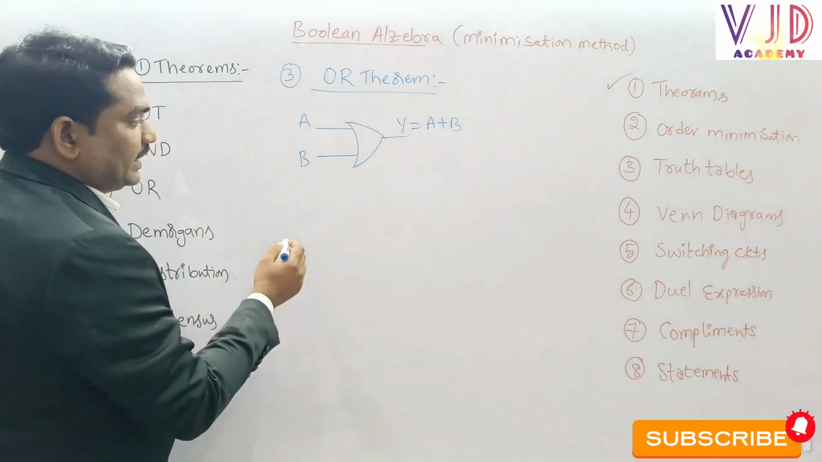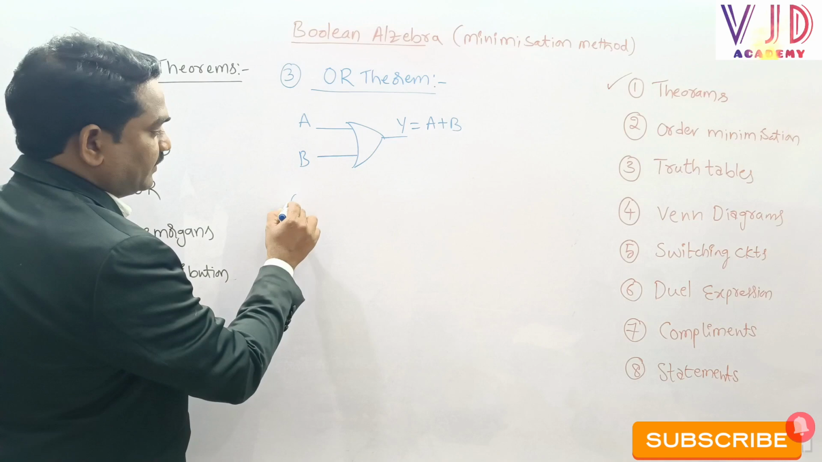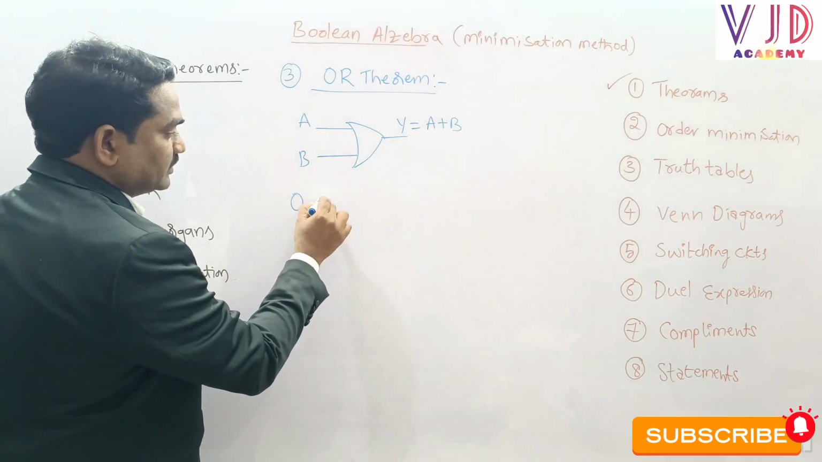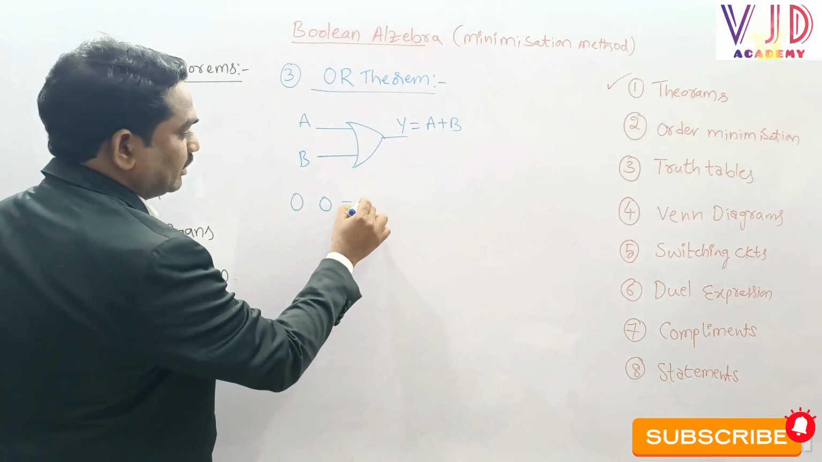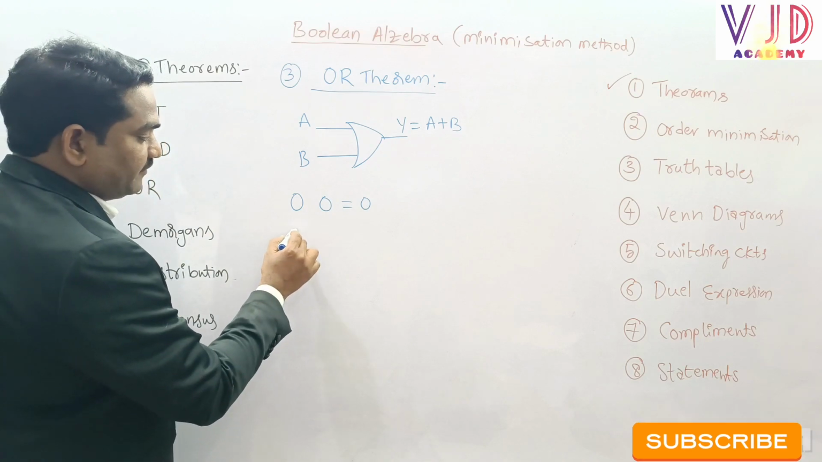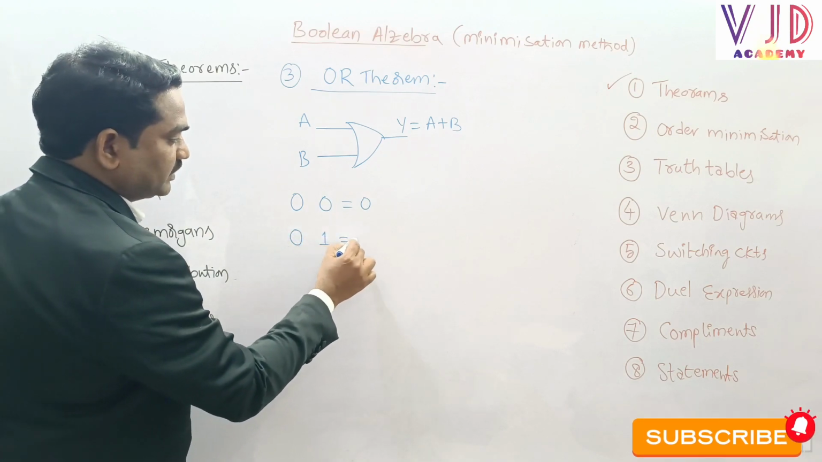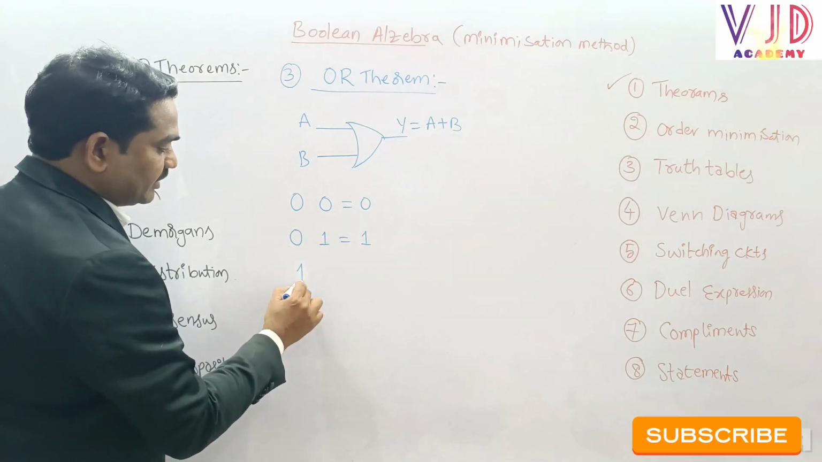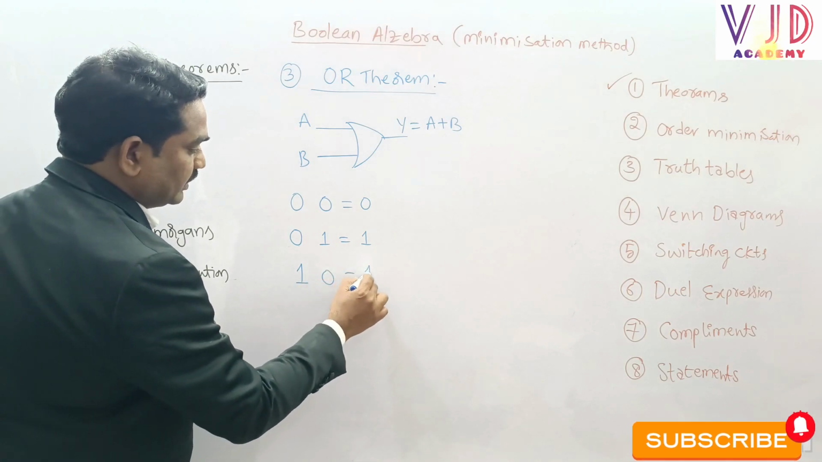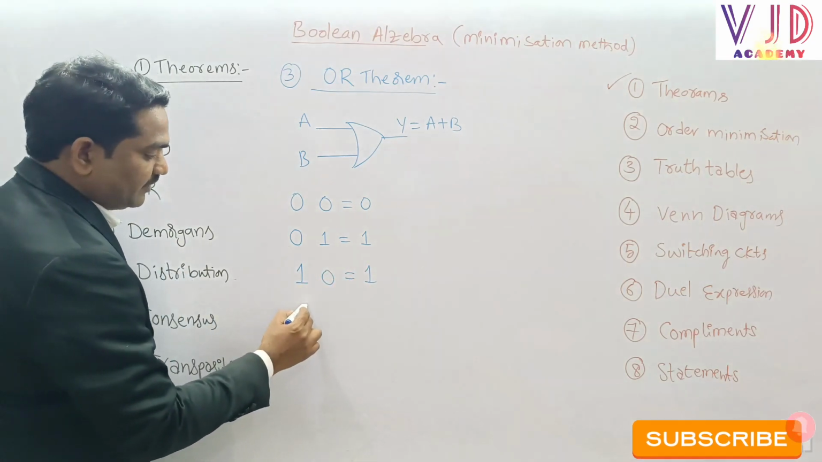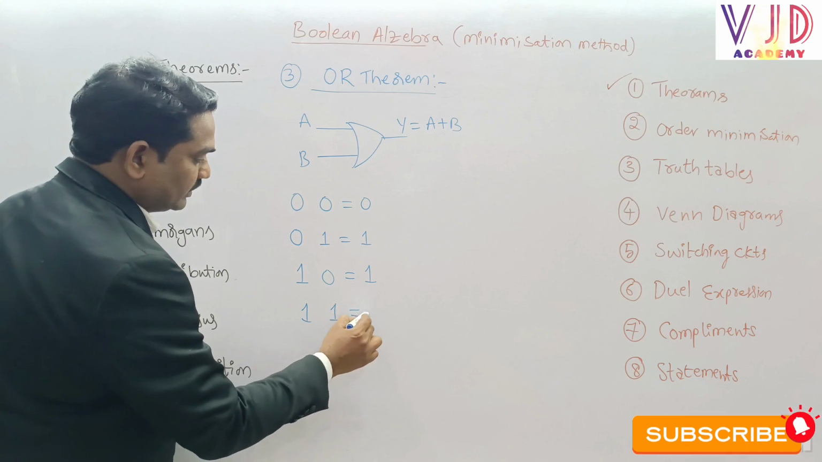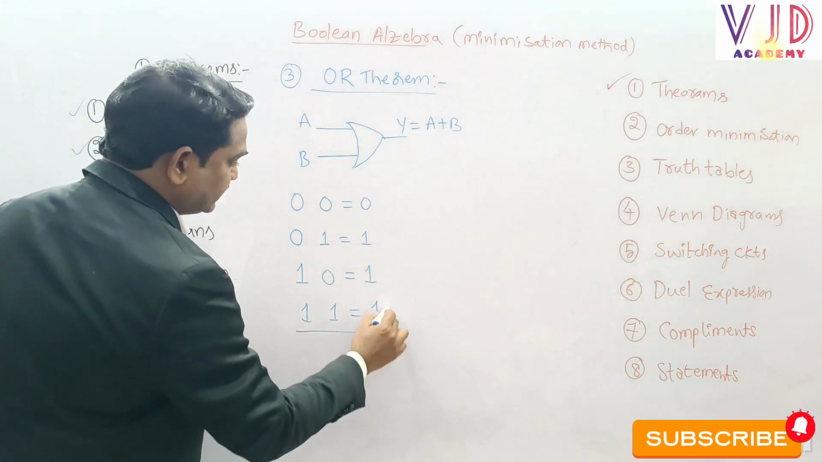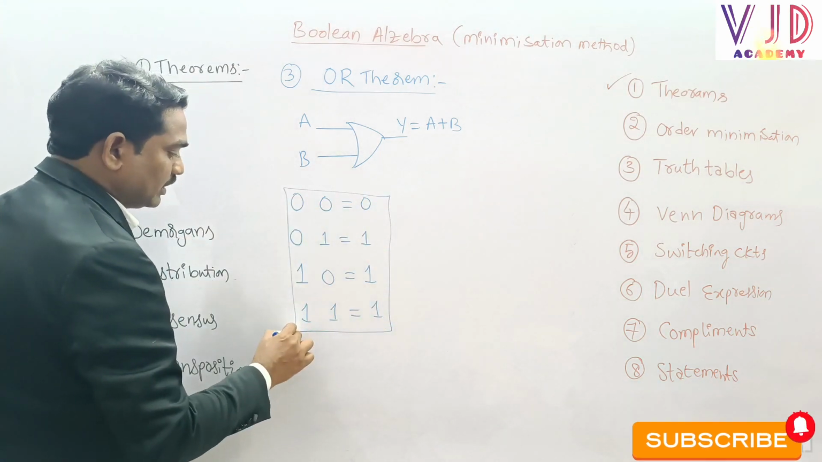And now let me take the truth table of the OR gate. When we apply 0, 0 as inputs, we are getting output as 0. And then when we apply 0, 1 as inputs, output is 1. And when we apply 1, 0 as inputs, output is 1. And then when we apply 1 and 1 as the inputs, output is 1. This is the truth table of the OR gate.